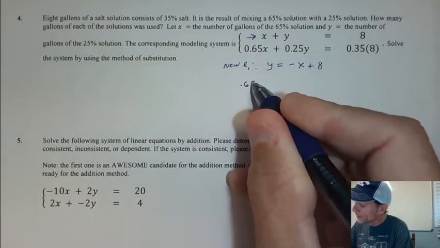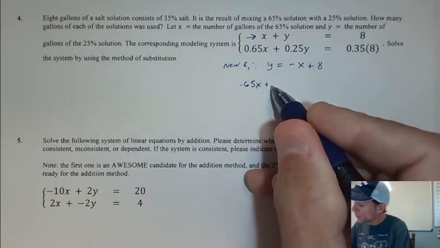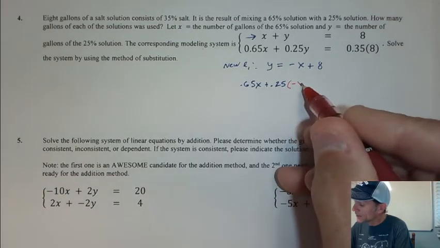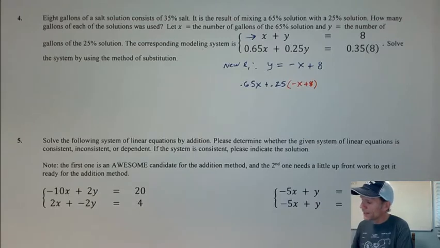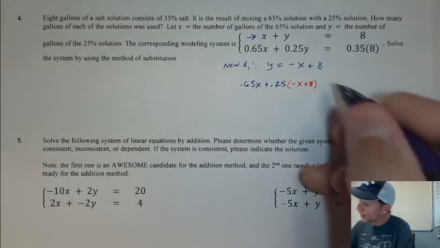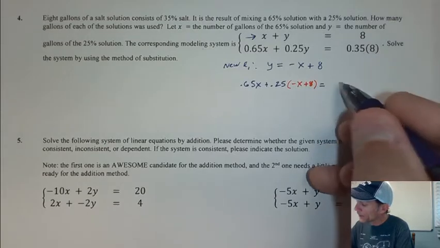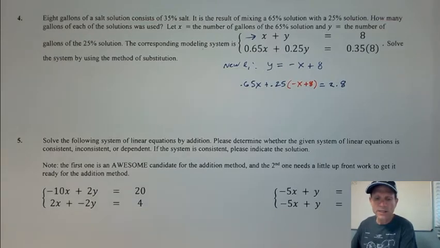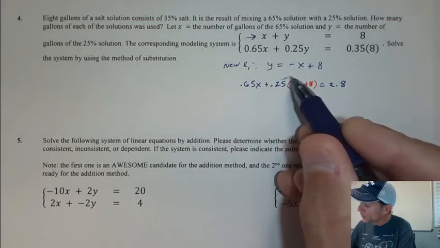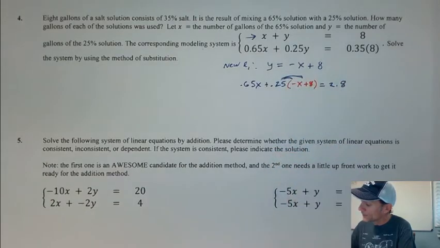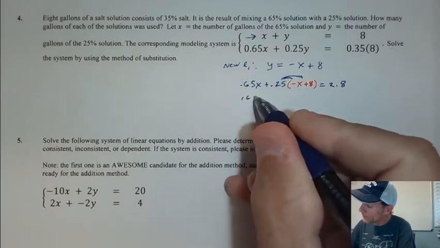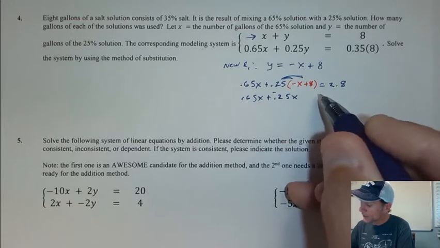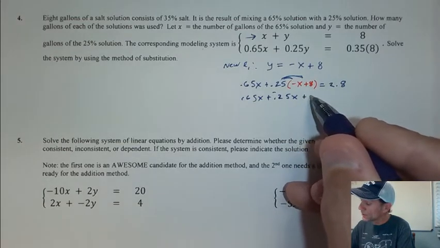As I substitute that into the other equation, I get 0.65x plus 0.25, and then I substitute my value in here of negative x plus 8 for y, equals, and I'm going to multiply this out on my calculator to get 2.8. Next I'll take care of the distributive property and multiply this 0.25 into my parentheses, and I get 0.65x plus negative 0.25x, and then plus 2 equals 2.8.